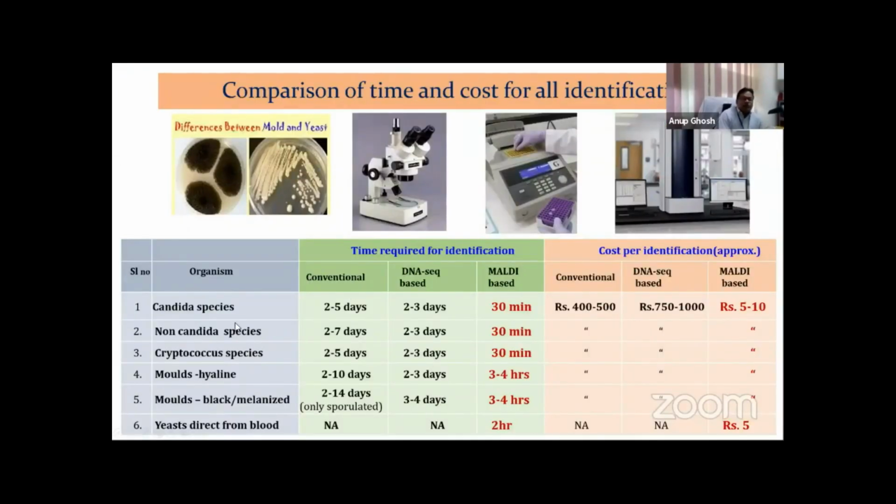Last slide. I compared the different techniques, because my topic was whether MALDI TOF can be an alternative: conventional, DNA-based, and MALDI. You see the time: 2 to 5 days, 2 to 3 days, 30 minutes. Even the cost: conventional 400 to 500, DNA sequence-based 750 to 2000, whereas MALDI is only 5 to 10 rupees. That's the striking point.